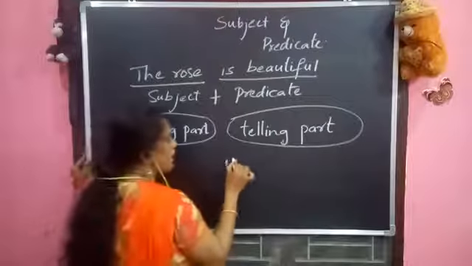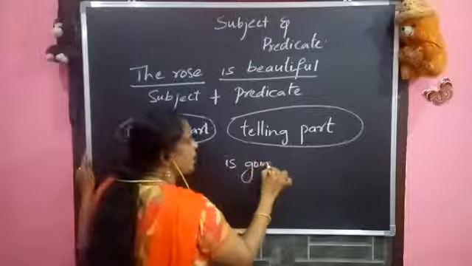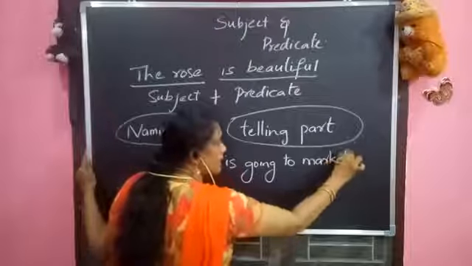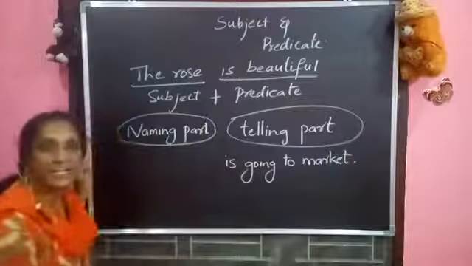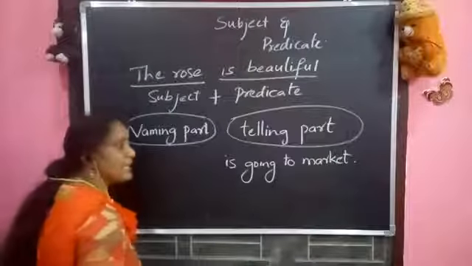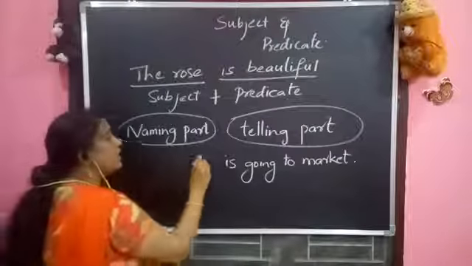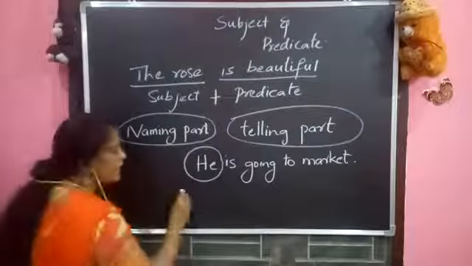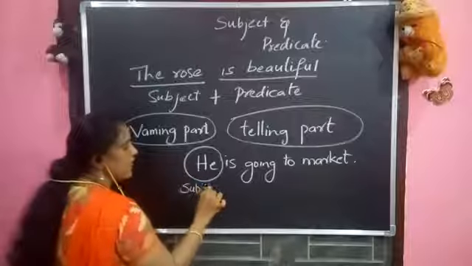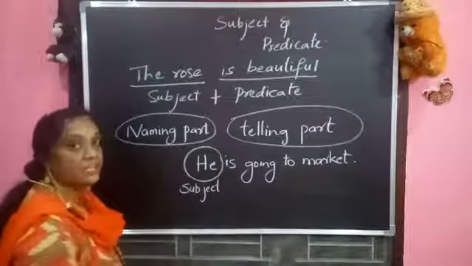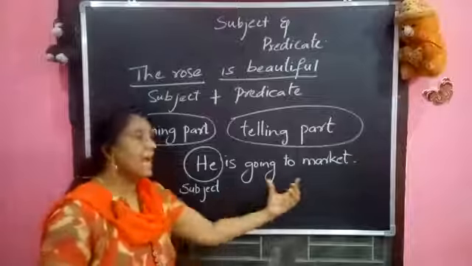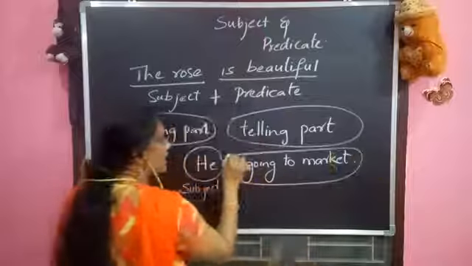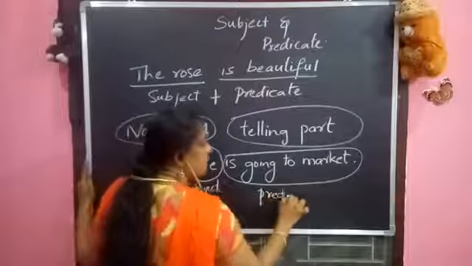Is going to market. If I say is going to market, who is going to market? Can you tell me who is going to market? Is going to market doesn't make a sentence. Further, we want to write he is going to market. Here he becomes the subject. The other part which is telling the action done by the subject, this part is called the predicate.